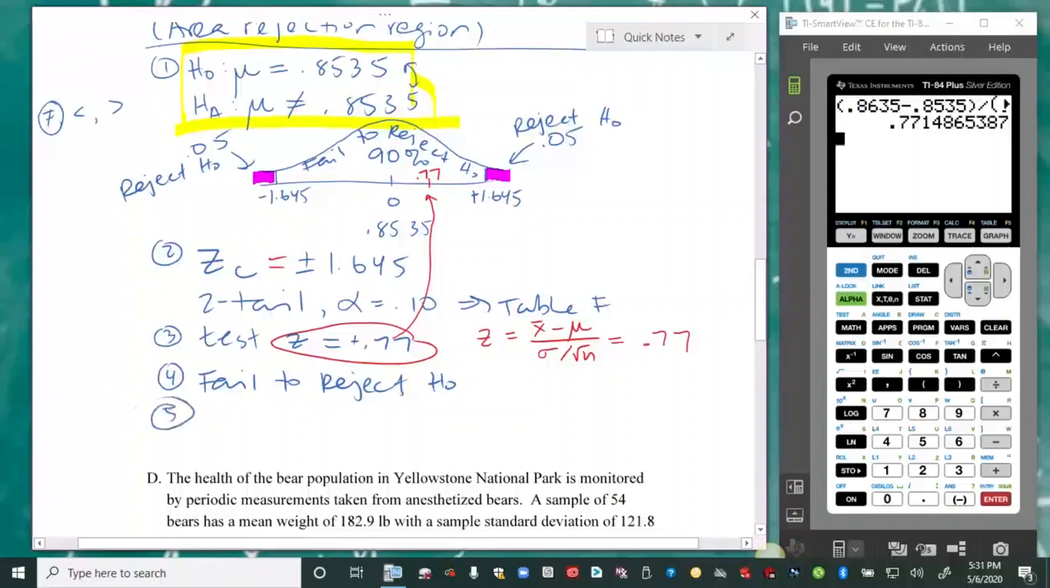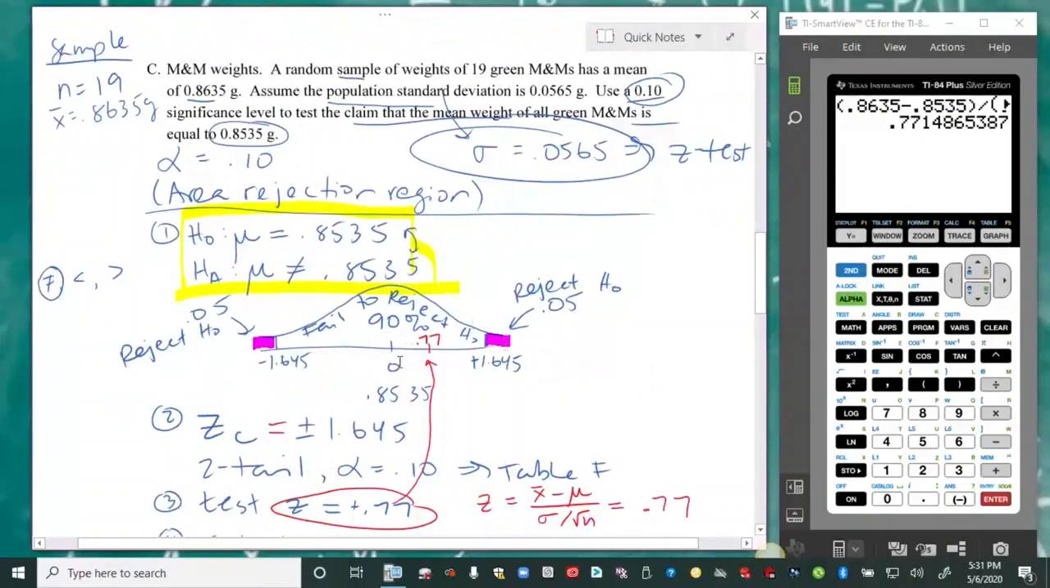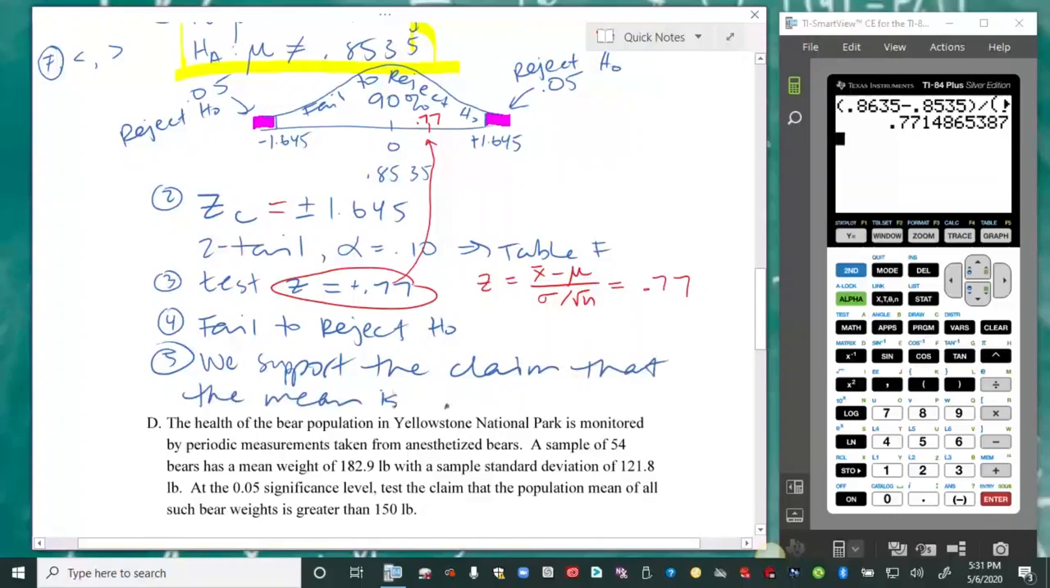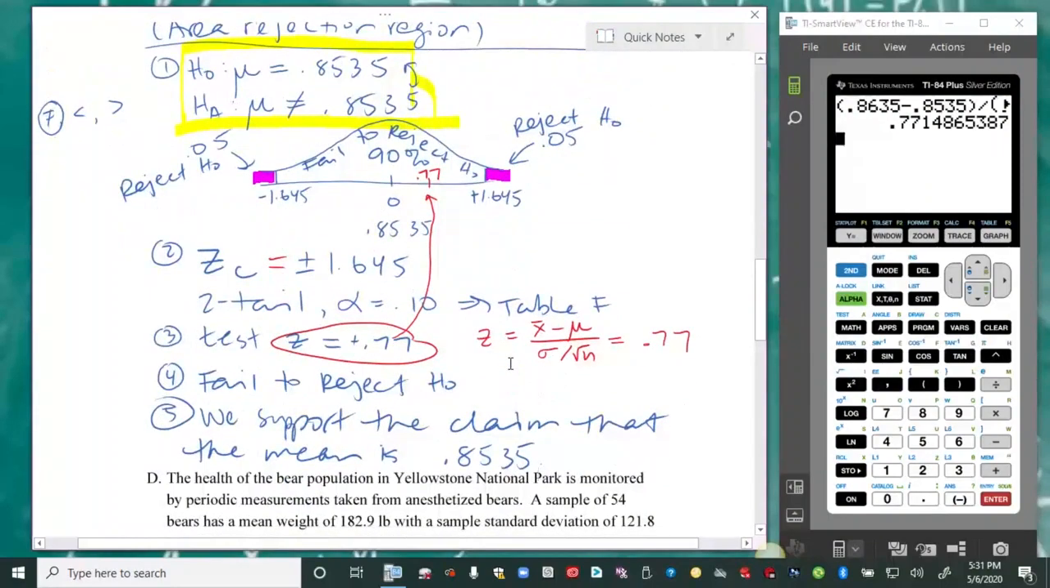And then answering the question. So I'd like to answer the question based on the claim. So we're testing the claim that the mean weight of all green M&Ms is equal to, we showed that we're in the close enough region. So we do support the claim that the mean weight is about 0.8535. We weren't able to show that it was significantly different. So again, I've got those same 5 steps.